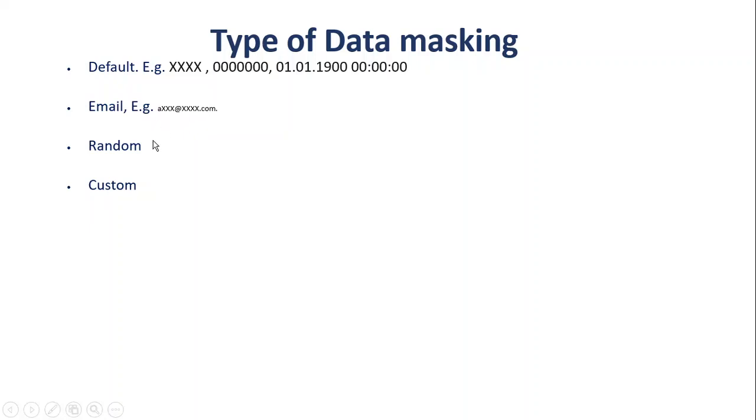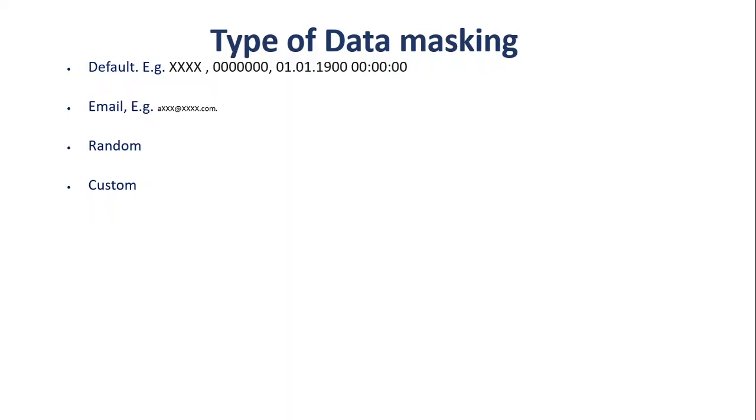The third type is the random masking. It's a function used for any numeric type of masking. The original value will be replaced with a random value. And the last one is the custom, where only the first and last digits are visible, and in between we pad something like 0, 1 or X, whatever we want.